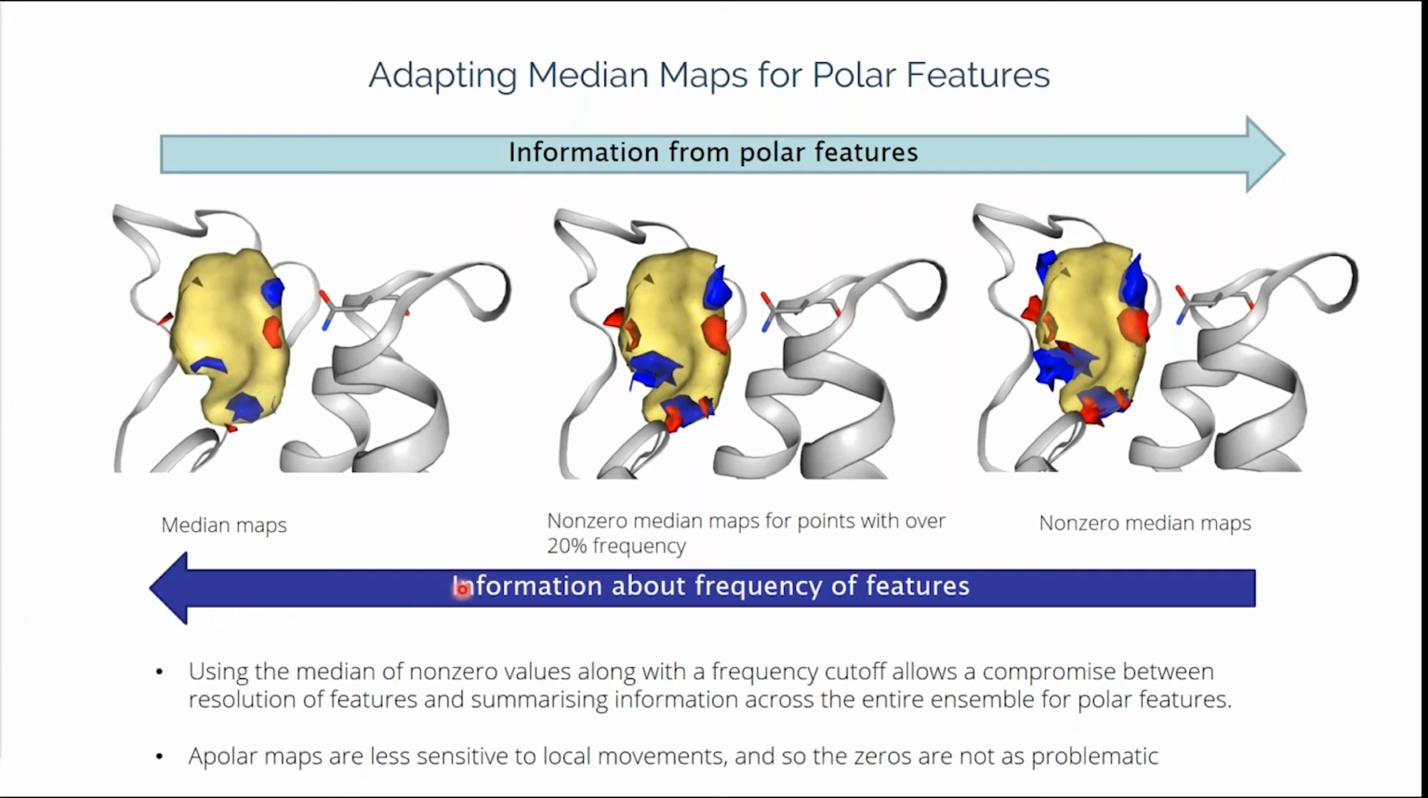We came up with this notion of frequency. So the frequency of a point in the ensemble is the fraction of cases where a non-zero hotspot score is assigned to that point. And basically we can filter out points with values that are only very rarely observed in this way. And this gave, in the end, a good compromise between the information we get from polar features and the information about their frequency. And for the apolar maps, as they're less sensitive to the local movements, this is generally less of an issue.